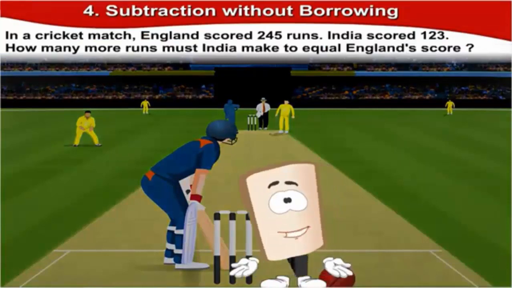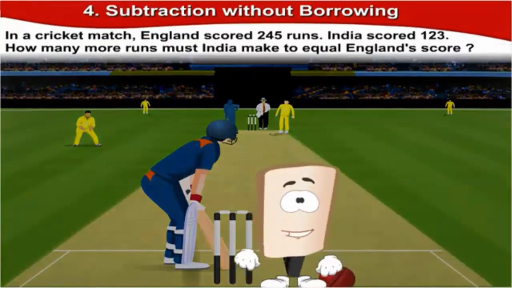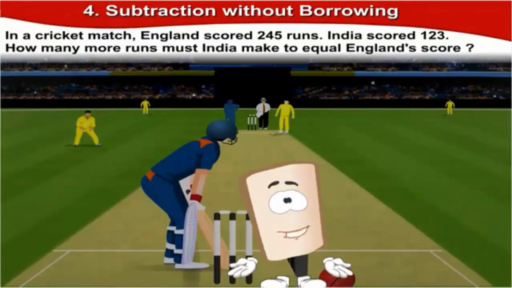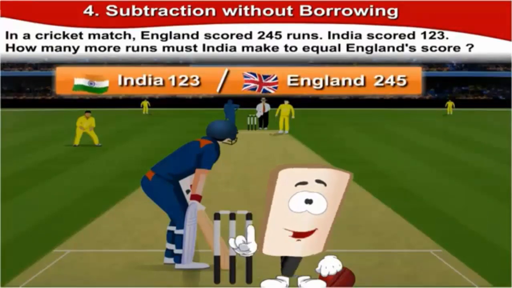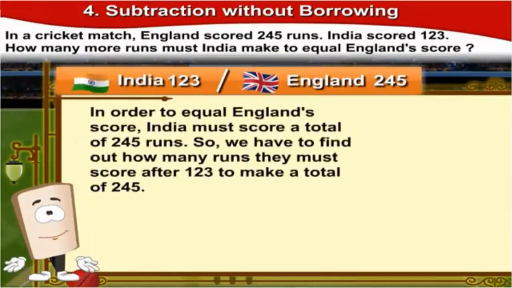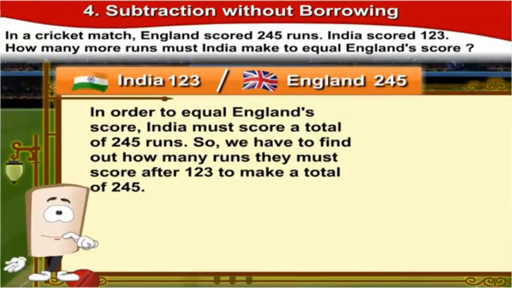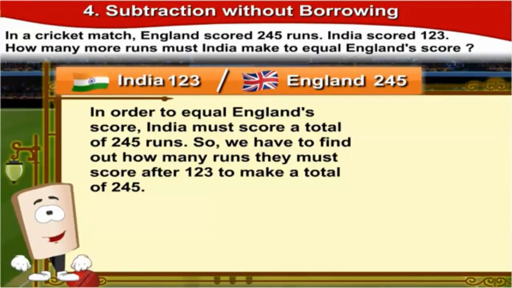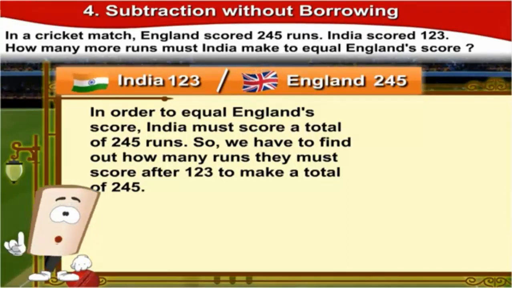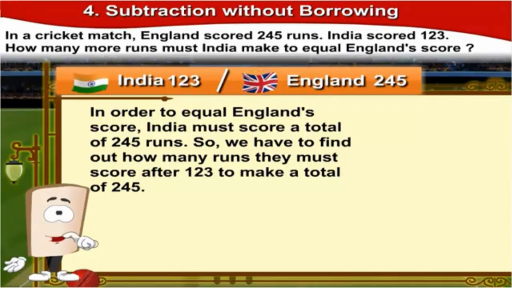In a cricket match, England scored 245 runs. India scored 123. How many more runs must India make to equal England's score? Well, in order to equal England's score, India must score a total of 245 runs. So, we have to find out how many runs they must score after 123 to make a total of 245.